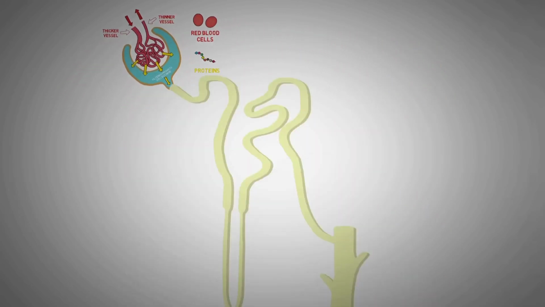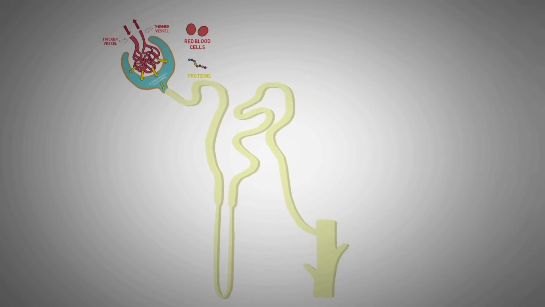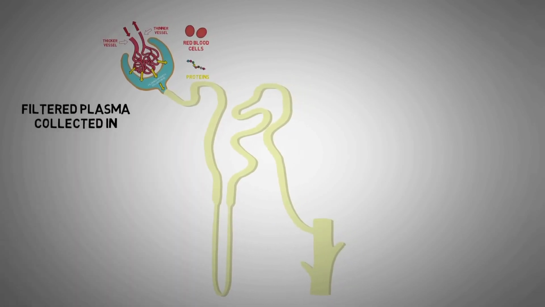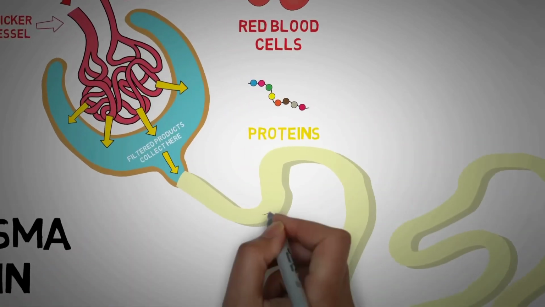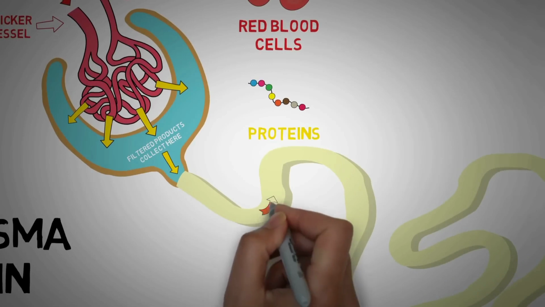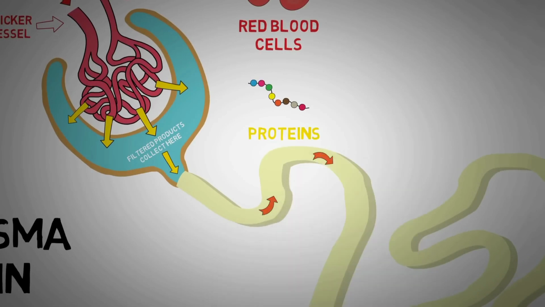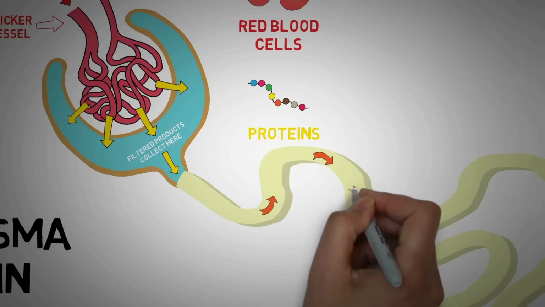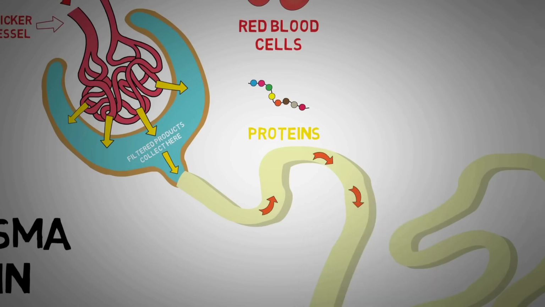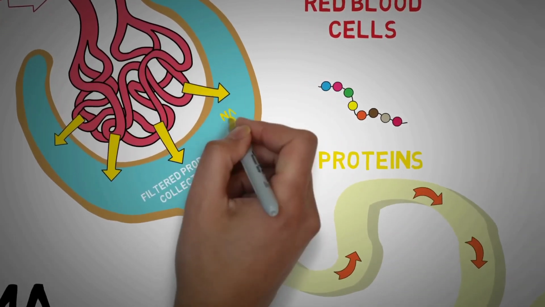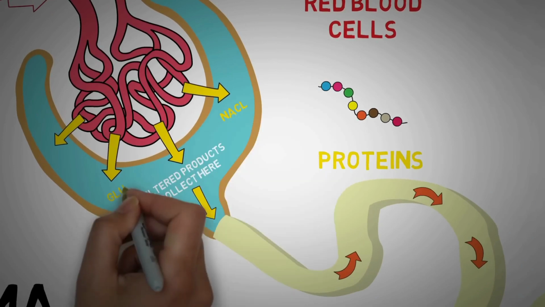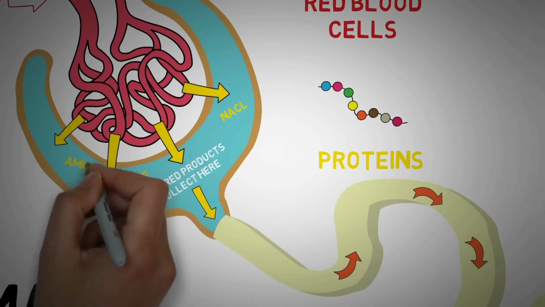The plasma that gets filtered into the Bowman's space is known as the glomerular filtrate. The glomerular filtrate next moves into the renal tubule, where it is further processed to form urine. This further processing is very important as the initial glomerular fluid that is filtered into the Bowman space contains a lot of things that shouldn't be excreted out with urine, like sodium chloride, glucose, amino acids, and excess water.